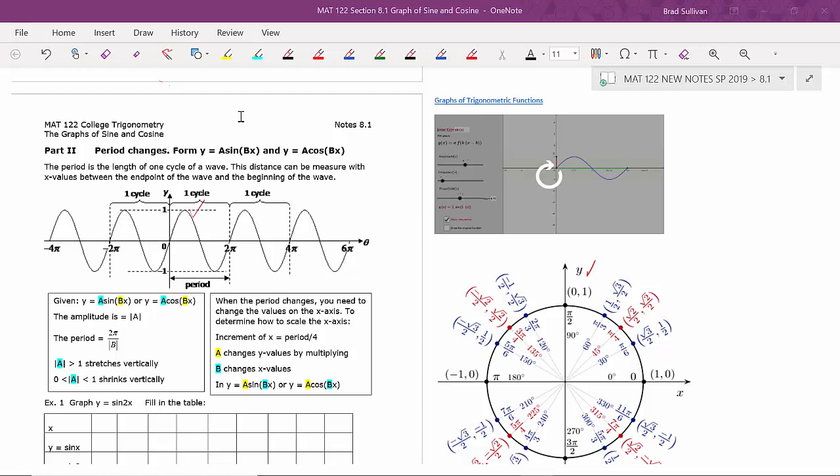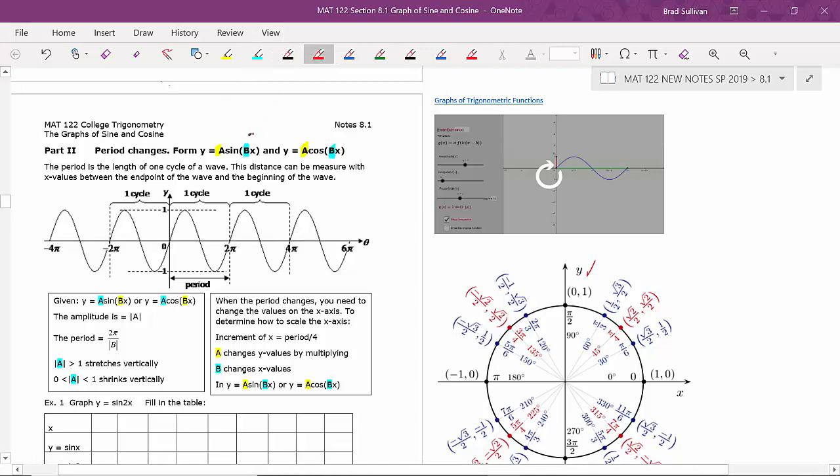Kind of tricky. All right, students, so the second part of this, we're going to move into the period changes. Just a couple of reminders: when you have a number in front of your trig function, that causes the amplitude to change. The amplitude is measured this way: it's half the distance between the crest of the waves. What we're going to look at today, though, in this part, is what happens when the period changes.